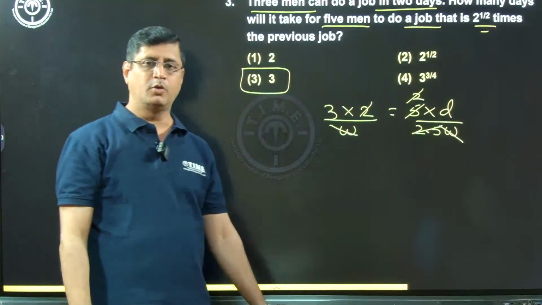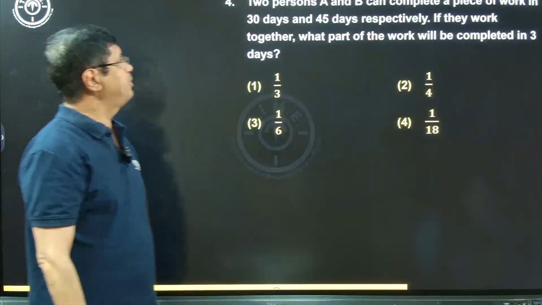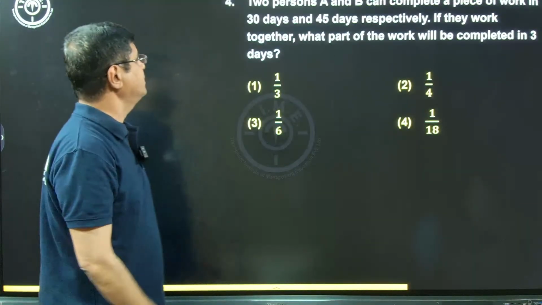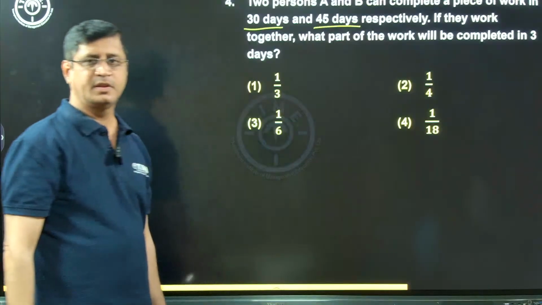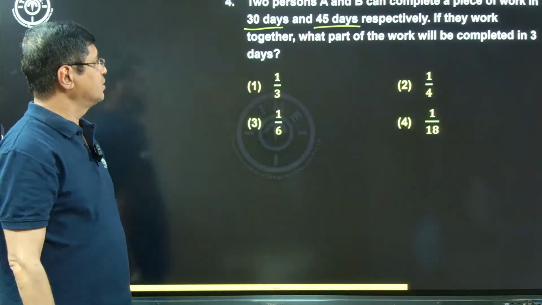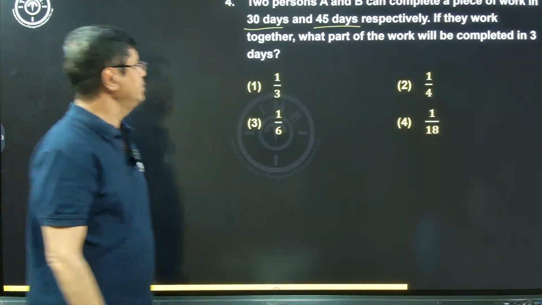Okay. Now, moving forward here. Two persons A and B can complete a piece of work in 30 and 45 days respectively. If they work together, what part of the work will be completed in 3 days?